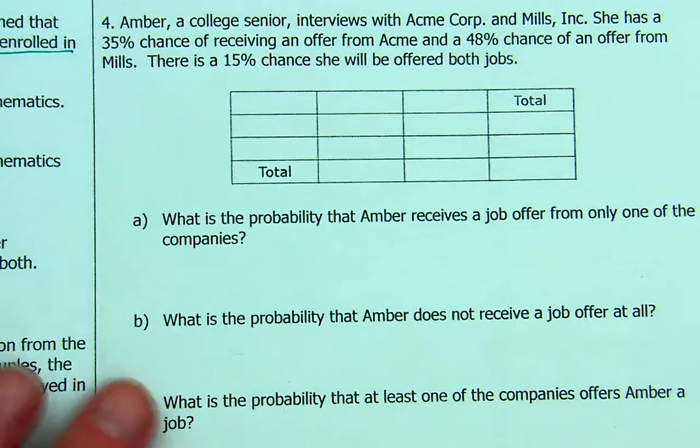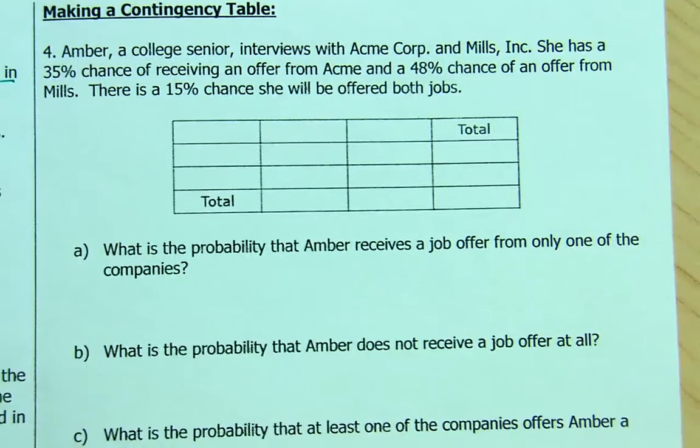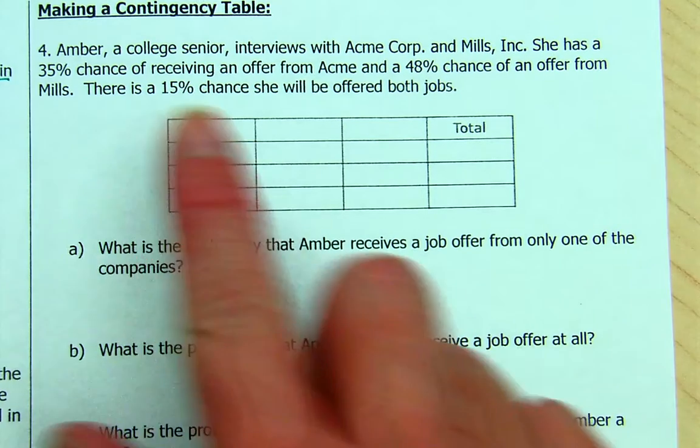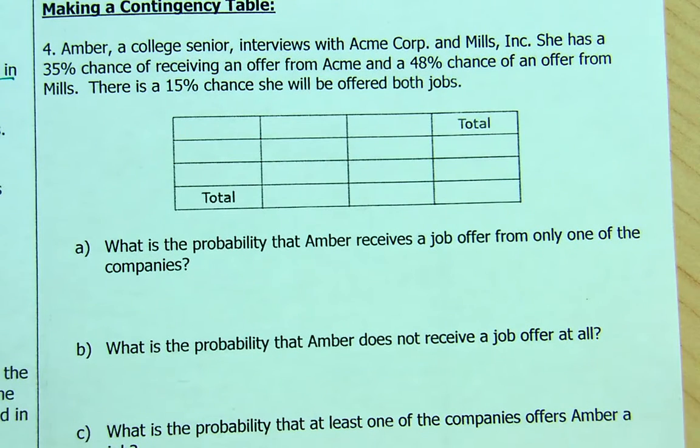Okay, so let's look at a contingency table. For number 4, we have Amber, who's a college senior, and she's interviewing with 2 different companies, Acme Corp and Mills Inc. She has a 35% chance of receiving an offer from Acme and a 48% chance of receiving an offer from Mills. There's a 15% chance she will be offered both jobs. So we need to fill this into this table.